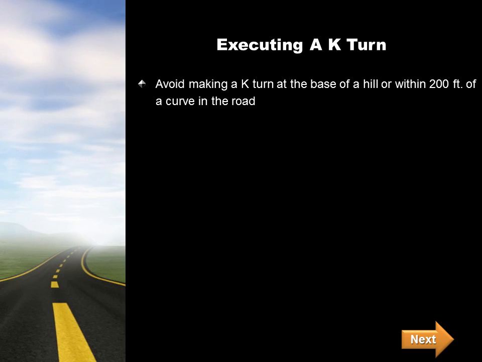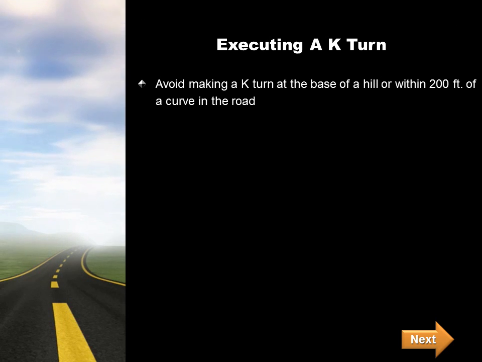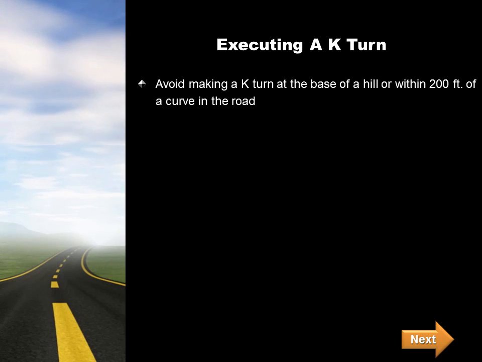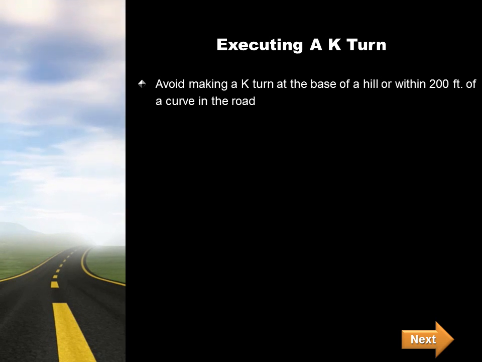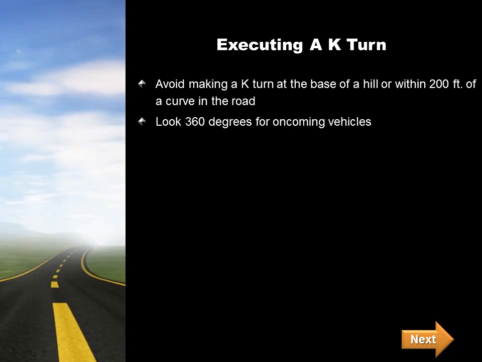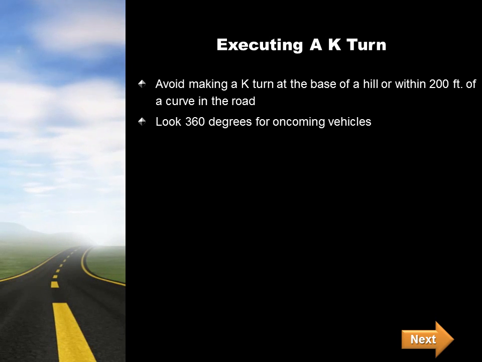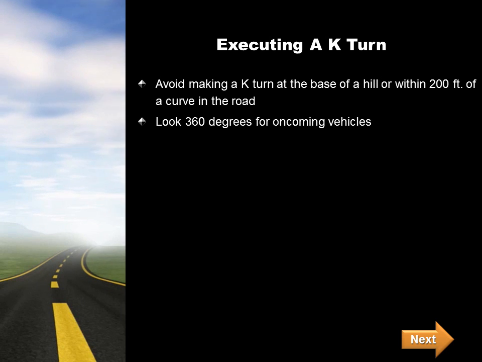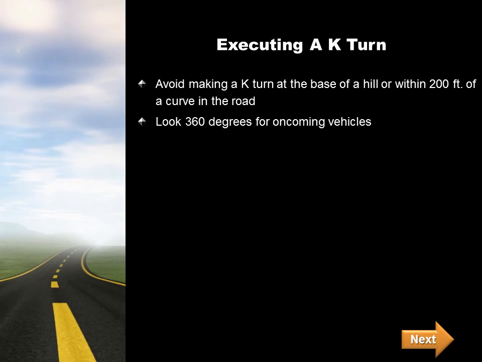For safety, you should avoid making a K-turn at the base of a hill or within 200 feet of a curve in the road. In these situations, you cannot see possible oncoming traffic clearly. Look 360 degrees around you to make sure there will be no vehicles potentially obstructing your anticipated direction of travel.